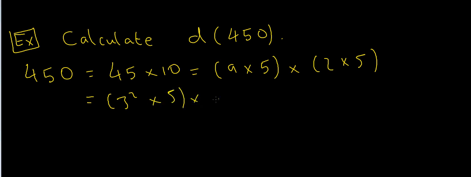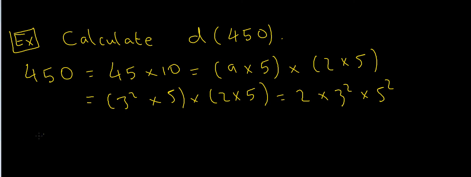Times 5 times 2 times 5, so everything else remains the same. And what's the prime factorization I get? Well, I've got just one 2 term, so that's just going to be 2. I've got 3 to the power 2, so that's going to be times 3 squared. And I've got 2 5 terms appearing, so that's going to be times 5 all squared. So now I can use this to find the value of d of 450.